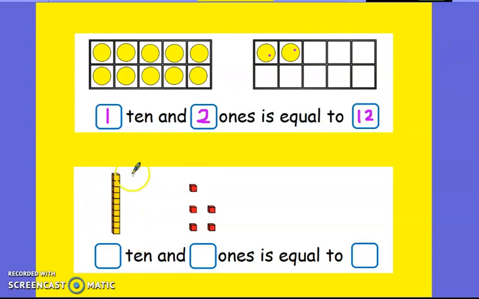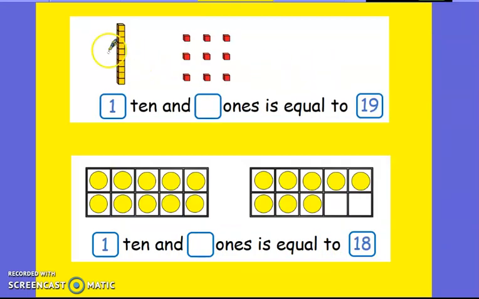Let's have a look. We've got base 10 here, so we know a stick is a 10. How many 10s have we got? We've got 1 stick, so we've got 1 10, and how many 1s? Let's count them. 1, 2, 3, 4, 5. 1 10 and 5 1s is equal to, let's count on and check, 10, 11, 12, 13, 14, 15. 1 10 and 5 1s is 15. And it does help us because this looks like 15, doesn't it? 1 10 and 5 1s is equal to 15.